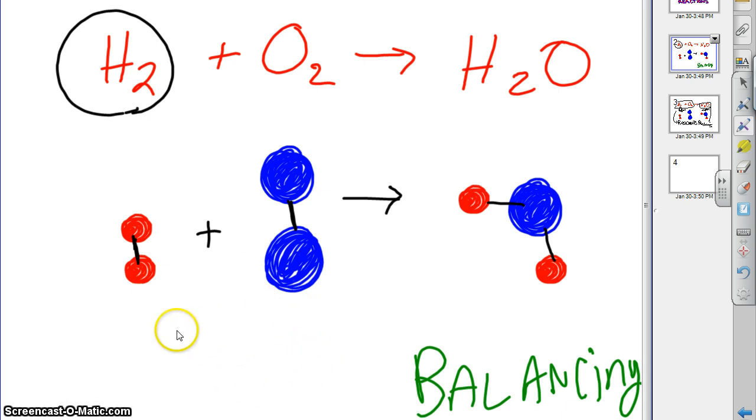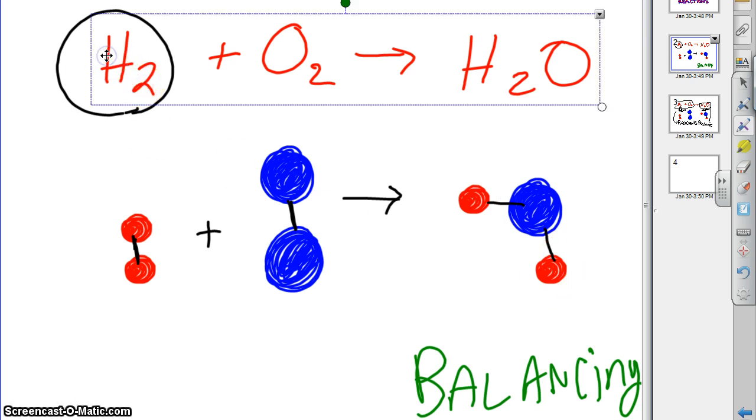Well, we can approach this one just by trial and error. Let's count up the hydrogens before the arrow and after the arrow. There are 2 before the arrow, 2 after the arrow. And in terms of the chemical formula, we could have done that same thing. We didn't need a picture to do that. If we count here, we have 2 hydrogens before the arrow, and 2 hydrogens after the arrow.